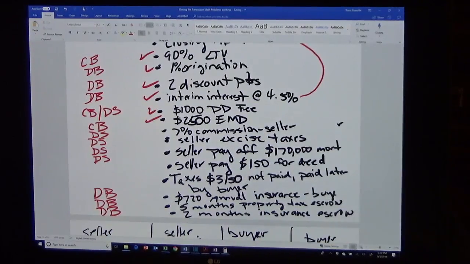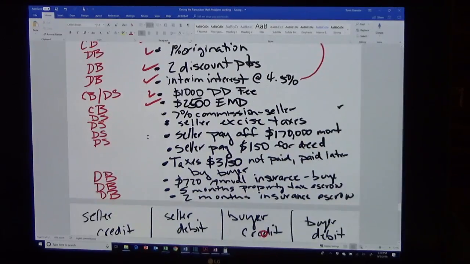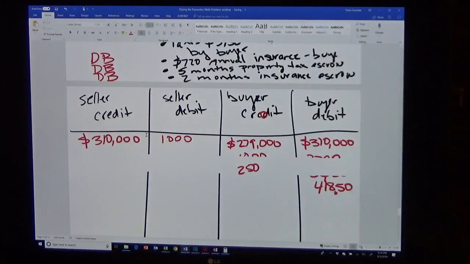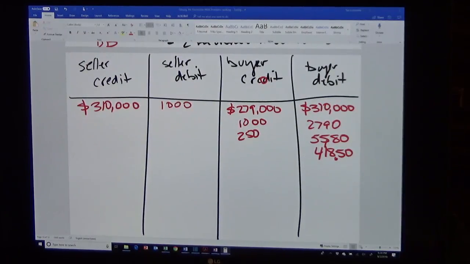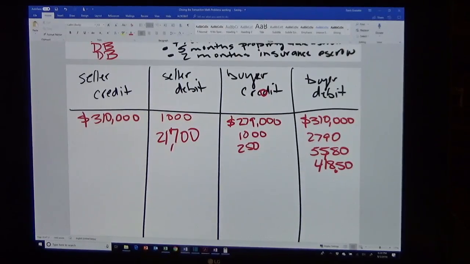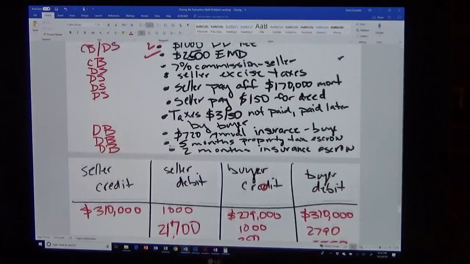Check those off. We're done with them. 7% commission to the seller. That's 7% of the total purchase price. Okay? So 7% of the total purchase price. Total purchase price is $310,000. So $310,000 times 7% is $21,700 seller debit for the commission. It's a big one, big charge.